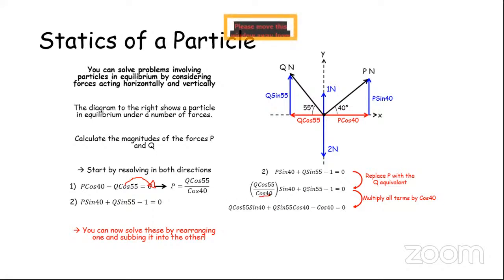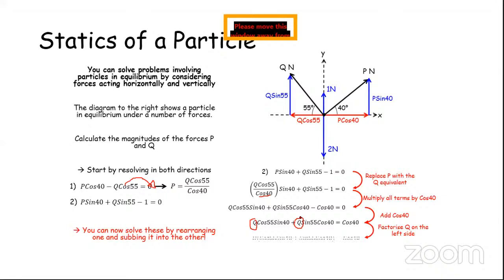And that will give us Q cos 55 sine 40. When we multiply it here, it will give us Q sine 55 cos 40. When we multiply it by 1, it will give us negative cos 40 and is equal to 0. So after that, we add the cos 40. It crosses to the other side of the equal sign, and it becomes positive. And then on the right hand side, we see that the Q is a common factor.